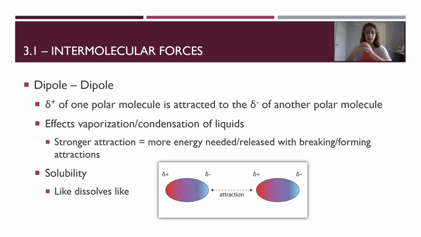This also affects boiling and boiling point, because in order for something to break those attractions and go from a liquid to a gas, you're going to need more energy if you have stronger attractions. So things that have stronger intermolecular forces have higher boiling points. Things that have weaker intermolecular forces are going to have lower boiling points because it's going to take less energy to break those attractions and make that change happen.